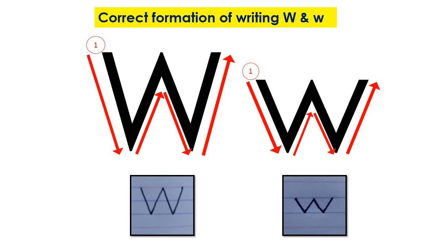Now, this is the correct formation of writing capital letter W and simple letter W. By looking at these red arrows, you all can get an idea. Below, you can see how to write capital W and simple W in your double rule book.